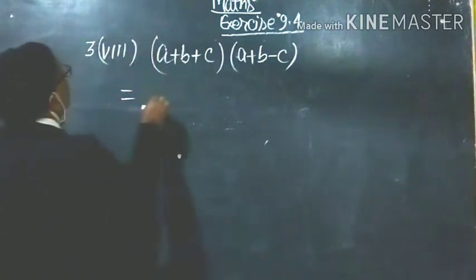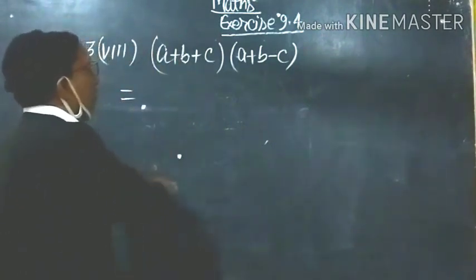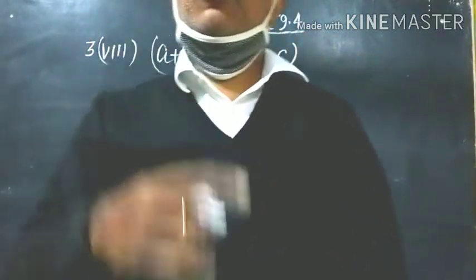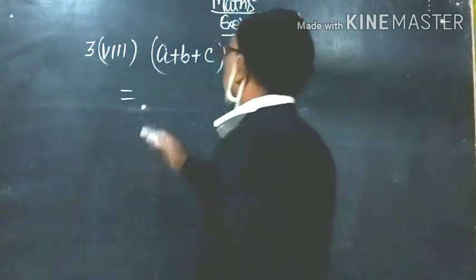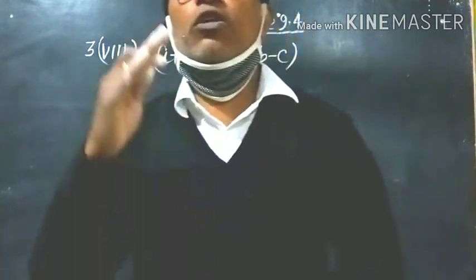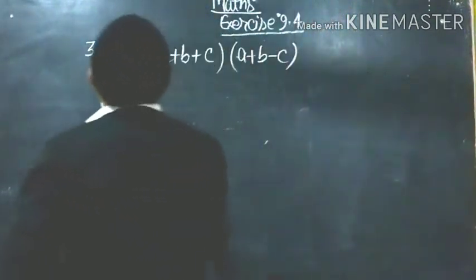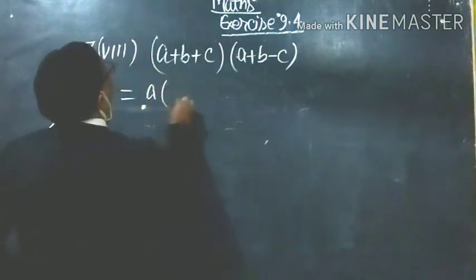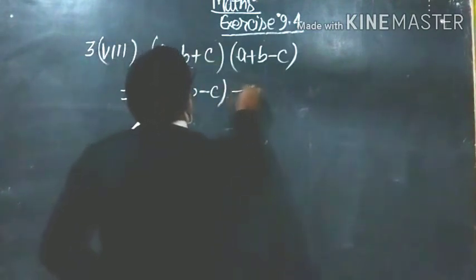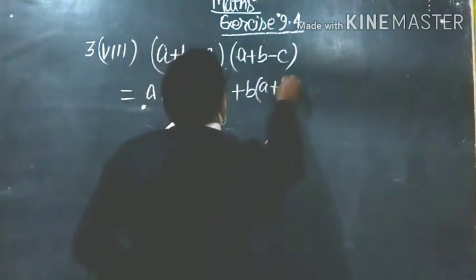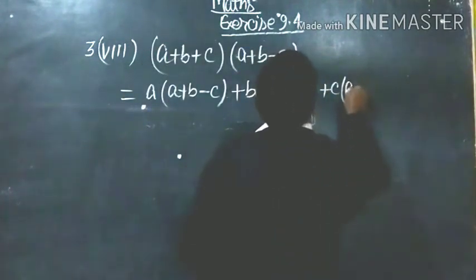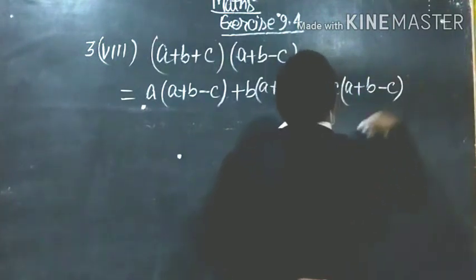First of all, you multiply each term of each trinomial to each term of another trinomial. That is, each term of first trinomial is multiplied to each term of second trinomial. This means you multiply a into a plus b minus c, then you multiply plus b into a plus b minus c, then you multiply plus c into a plus b minus c.